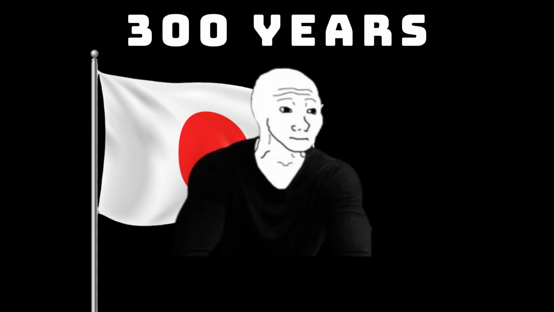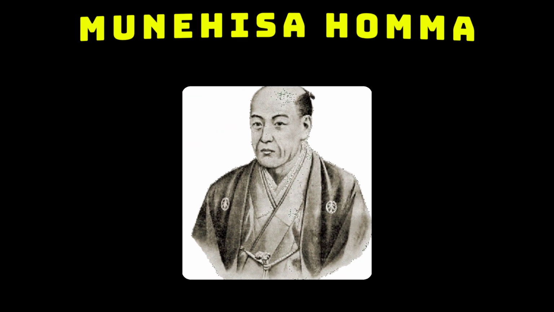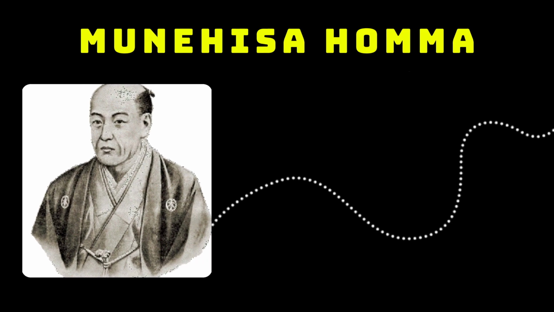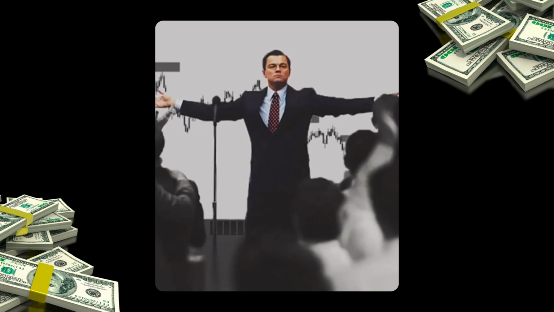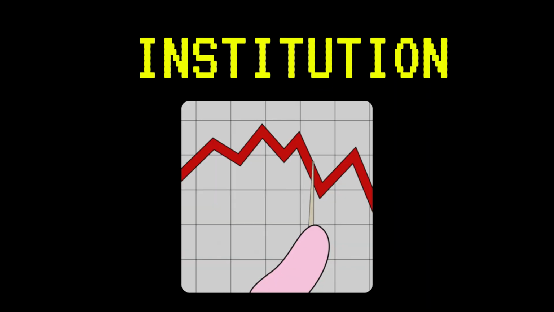More than 300 years ago, a rice trader in Japan noticed something nobody else was paying attention to. Price doesn't just move, it leaves clues. His name was Munehisa Hama. He used these patterns to dominate the rice markets and became one of the wealthiest traders of his era. Fast forward to today, every hedge fund, every institution, every professional trader on Wall Street is still using the same tool. That's how powerful this is.